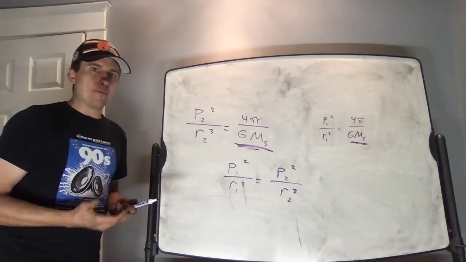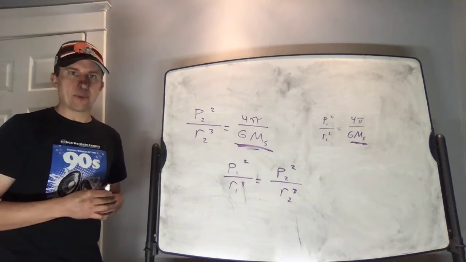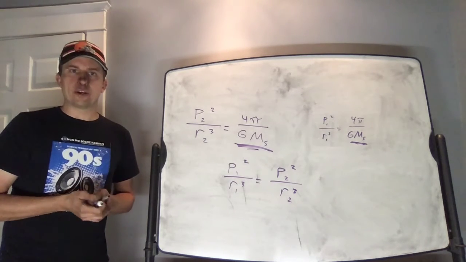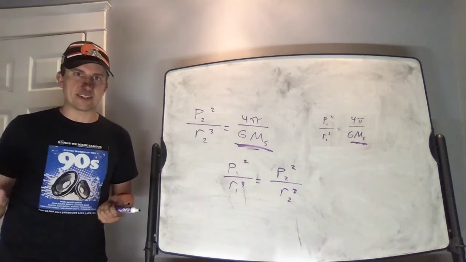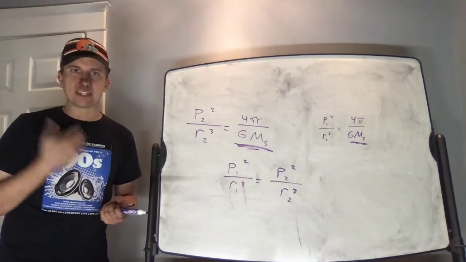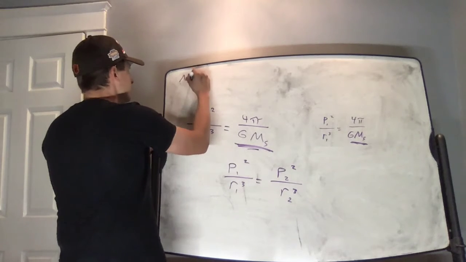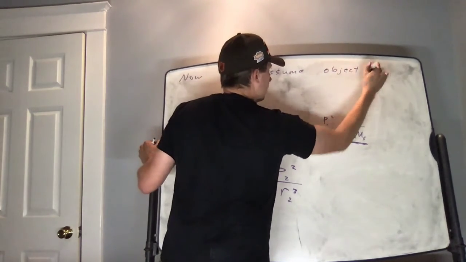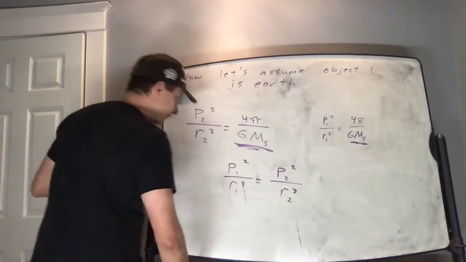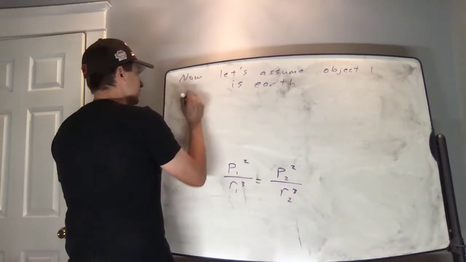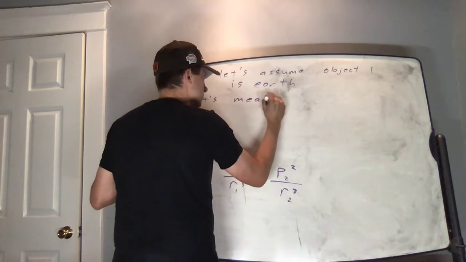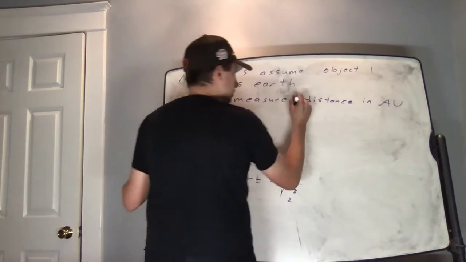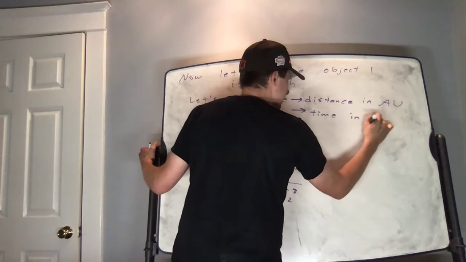Now, I was intentionally ambiguous about what type of object I'm considering. Am I considering Earth or Neptune or Uranus or any other planet? Now let's be specific. Let's say object 1 is Earth. And let's say we are measuring distances in AUs and we are measuring the period of the orbit, the time for one orbit, in years. So now let's assume object 1 is Earth. And let's also assume, let's measure distance in astronomical units, and let's measure time in years.